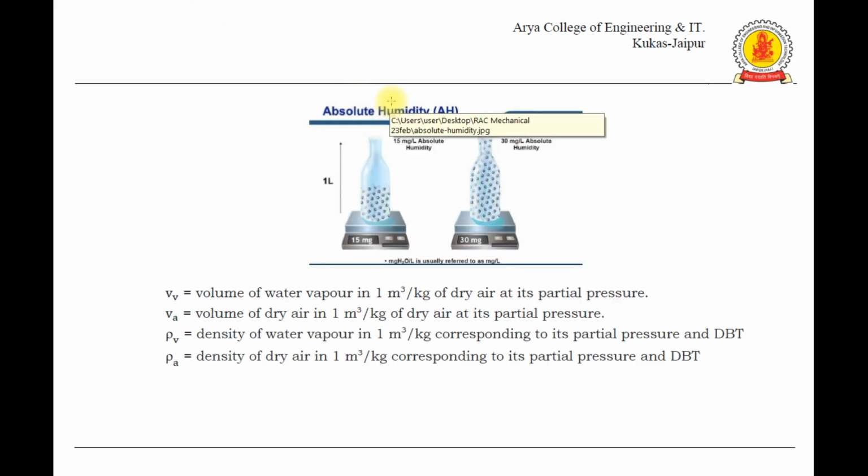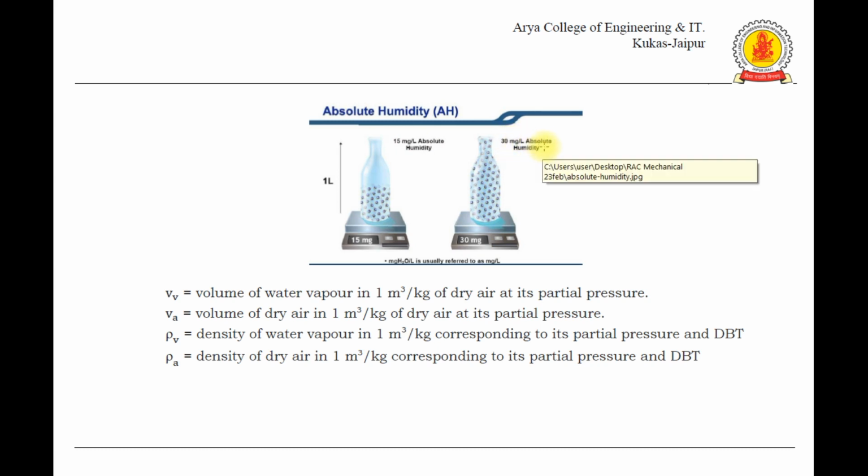Now, as we know, absolute humidity is the net amount of water vapor present. Like we have a specific volume of 1 liter in a bottle. If we have 50 milligrams of water in it, then its absolute humidity will be 50 mg per liter. If we have 30 mg, it is 30 mg per liter absolute humidity.